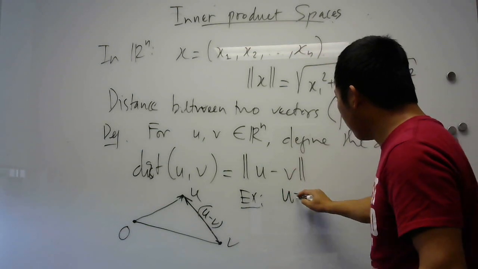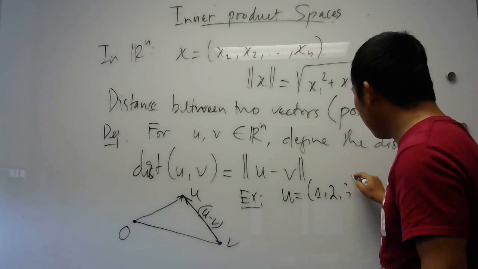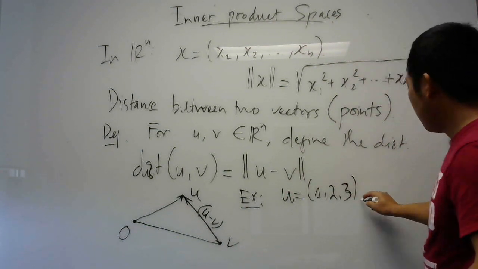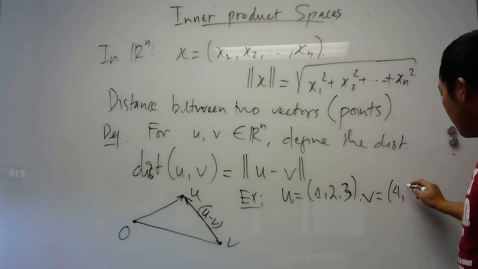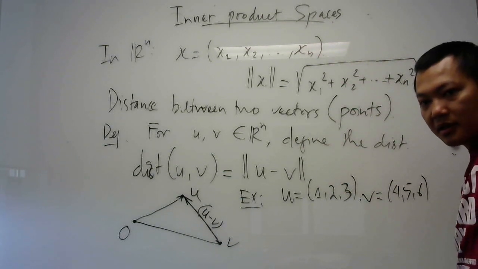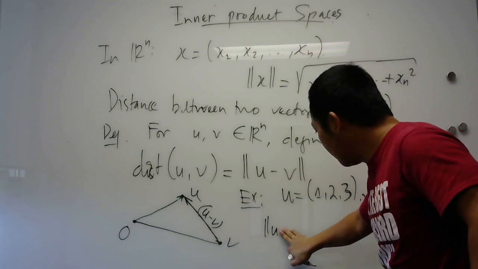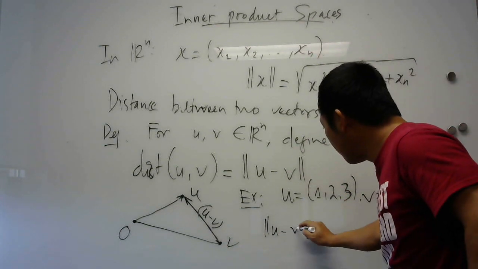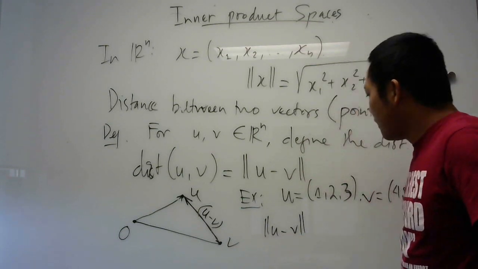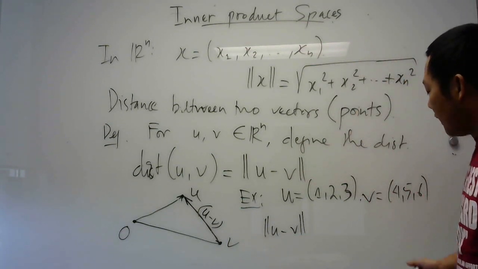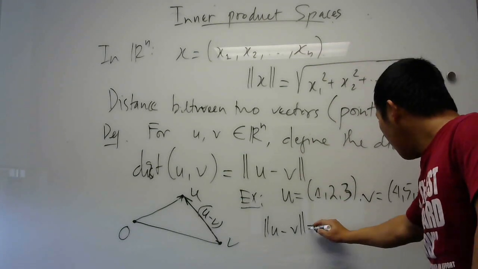Let's pick u is 1, 2, 3, my favorite vector, and v is just 4, 5, 6. So you can measure the distance between u and v. You take u minus v, and find the norm, or the length, of that vector.